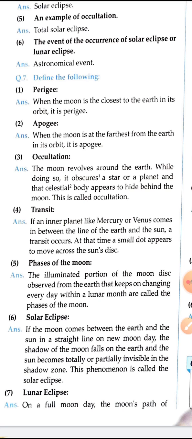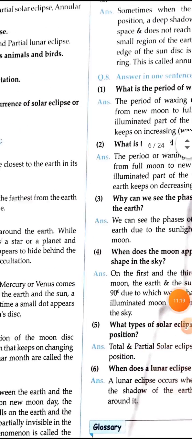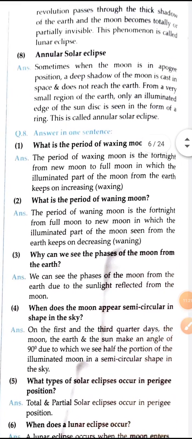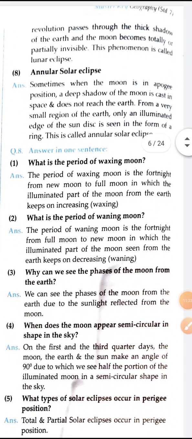Lunar eclipse. On a full moon day, the moon's path of revolution passes through the thick shadow of the earth and the moon becomes totally or partially invisible. When the moon becomes totally or partially invisible, the phenomenon is called lunar eclipse.